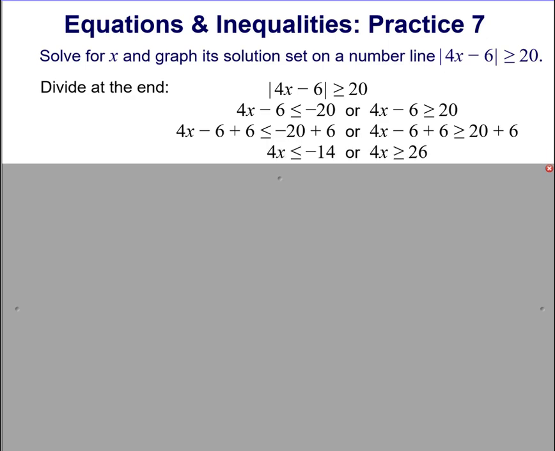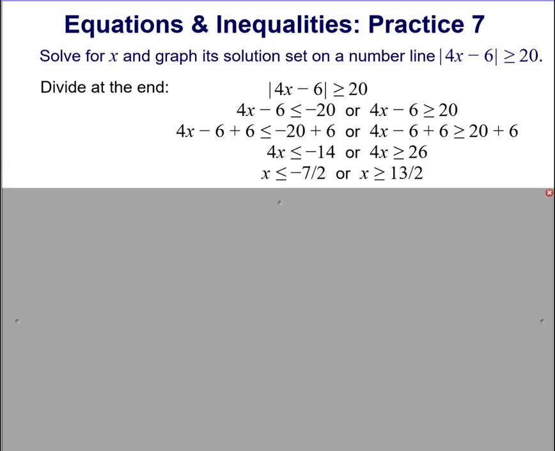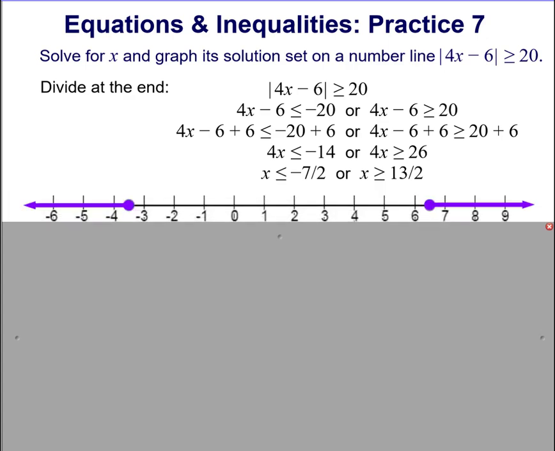So I have two different inequalities. I have 4x is less than or equal to negative 14, or 4x is greater than or equal to positive 26. Divide both sides by 4, and we have x is less than or equal to negative 7 halves, or x is greater than or equal to positive 13 over 2. The graph will look like this.